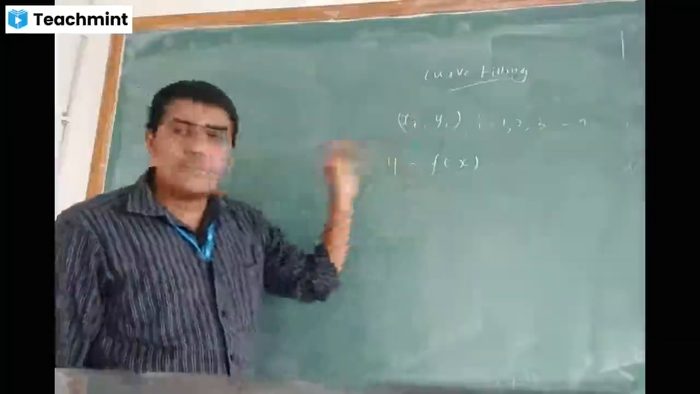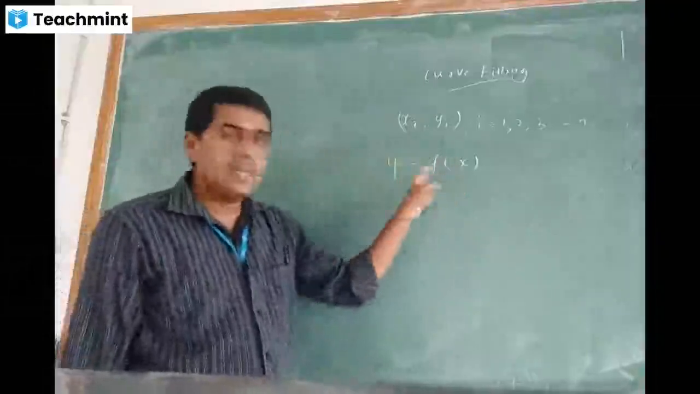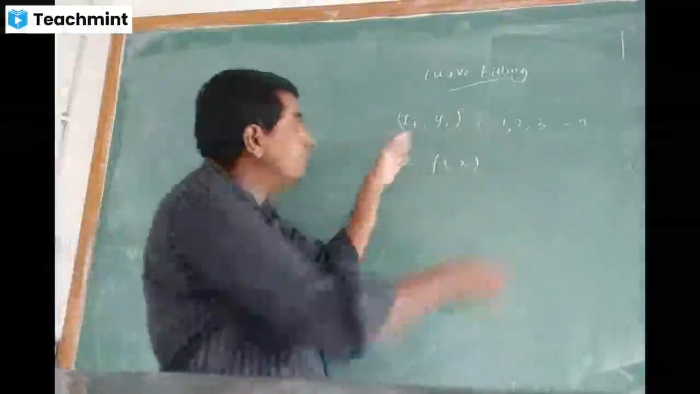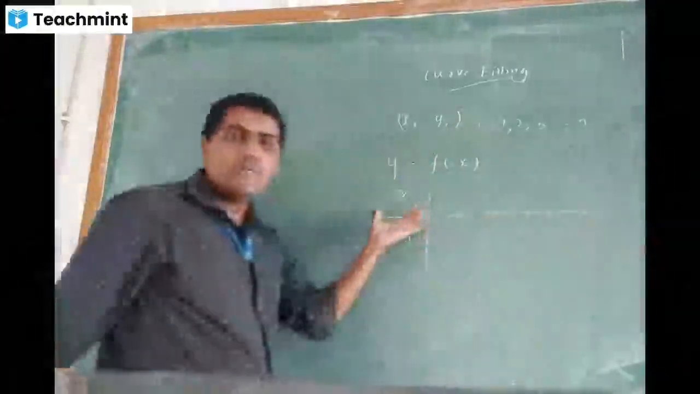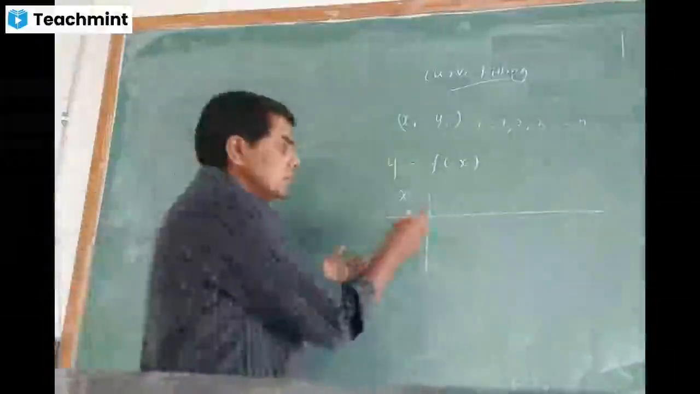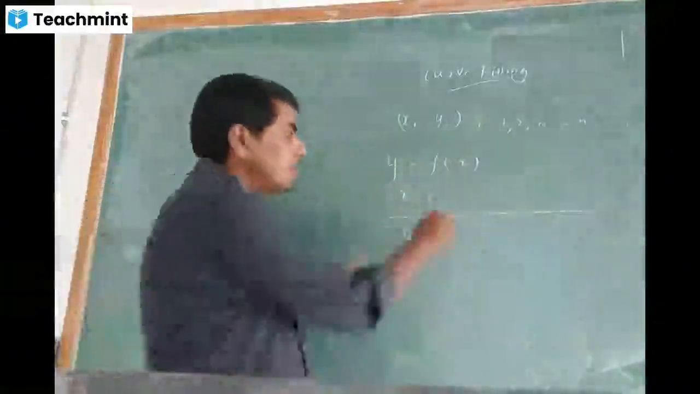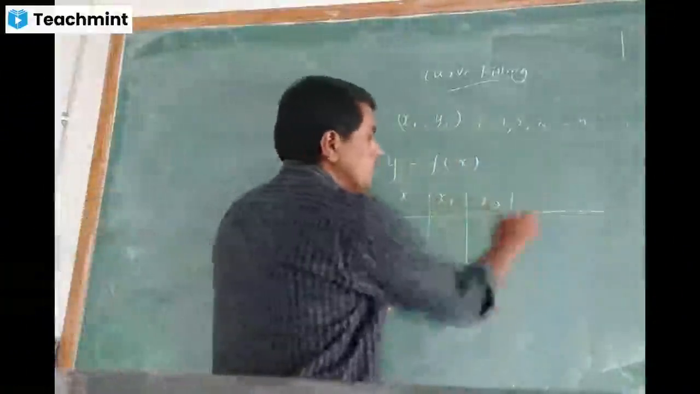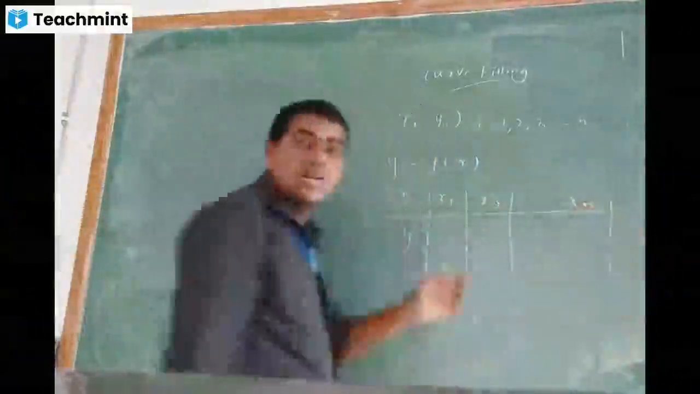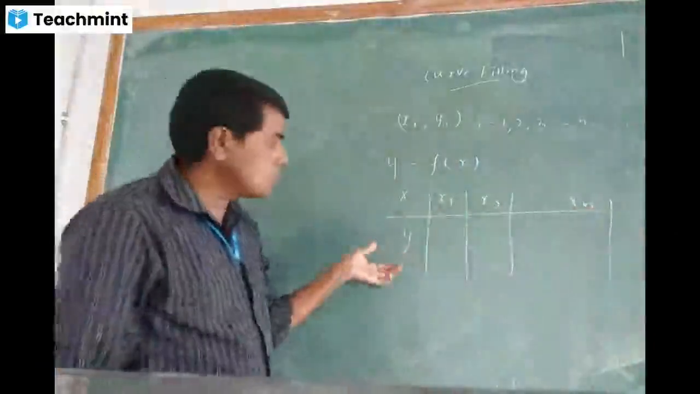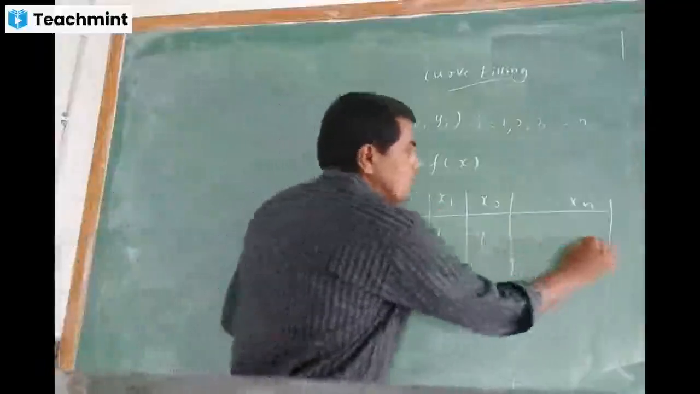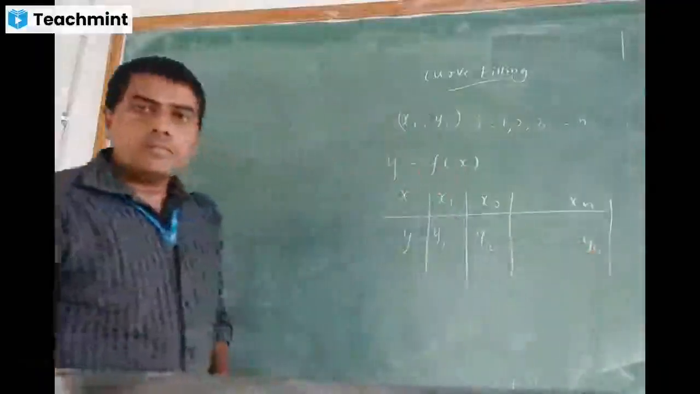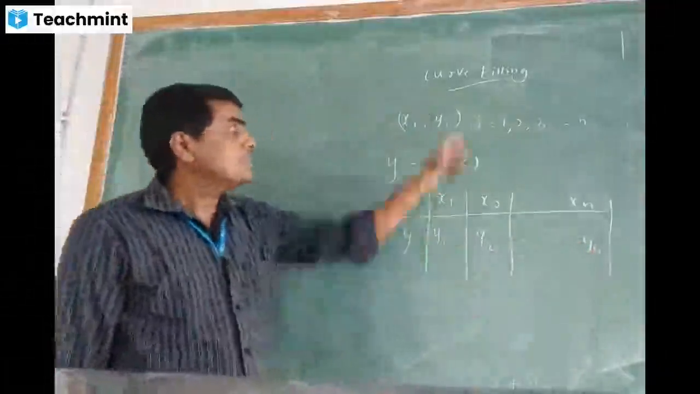So it is nothing but finding the relation between the independent variable and the dependent variable in a given set of data, just x values and y values. The x values will be x1, x2 and so on up to xn. Similarly, the set of y values corresponding to this independent variable is y1, y2 and so on up to yn. This is known as curve fitting.